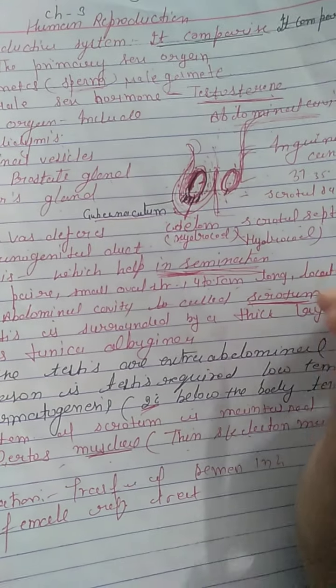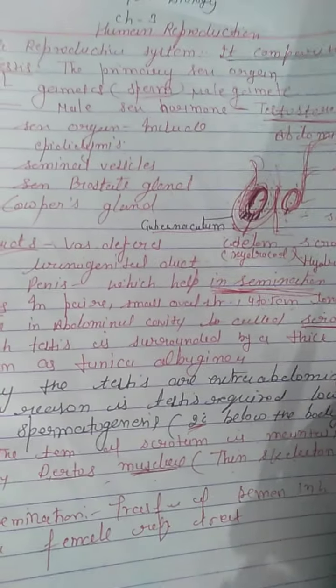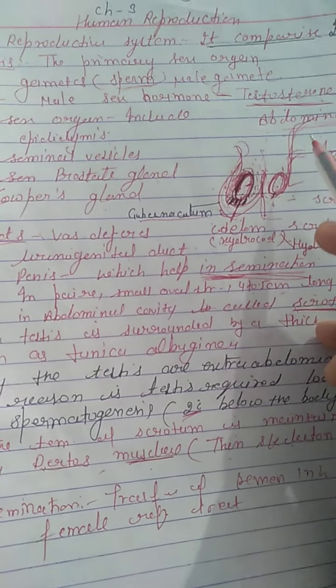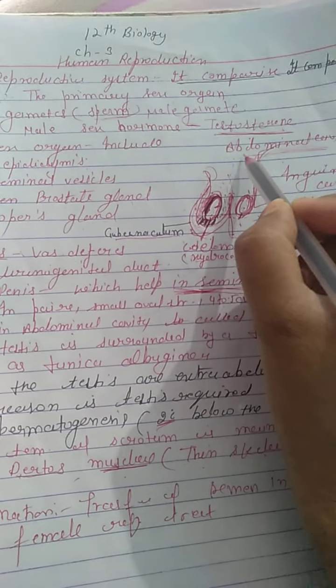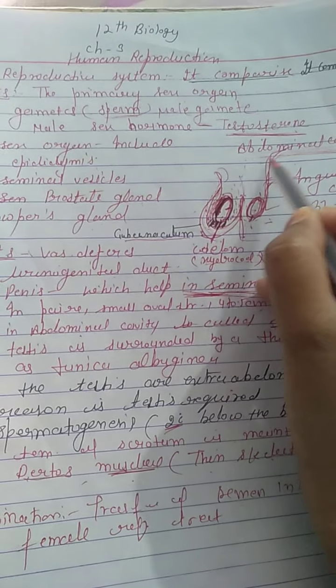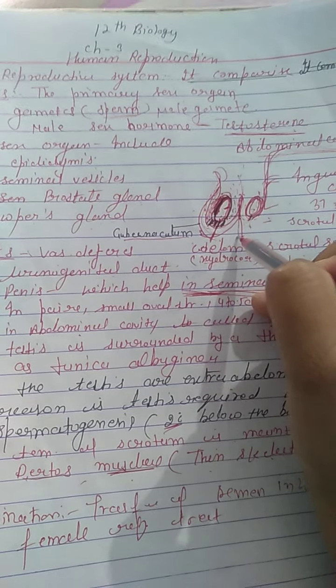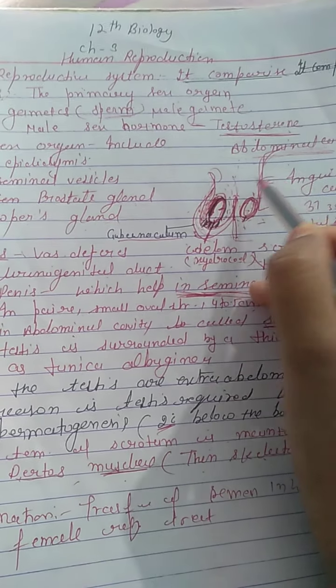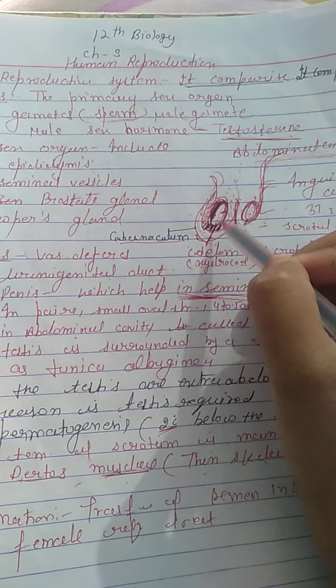These are located below the abdominal cavity. This is called the abdominal cavity. Okay, and the testes are located below the abdominal cavity.